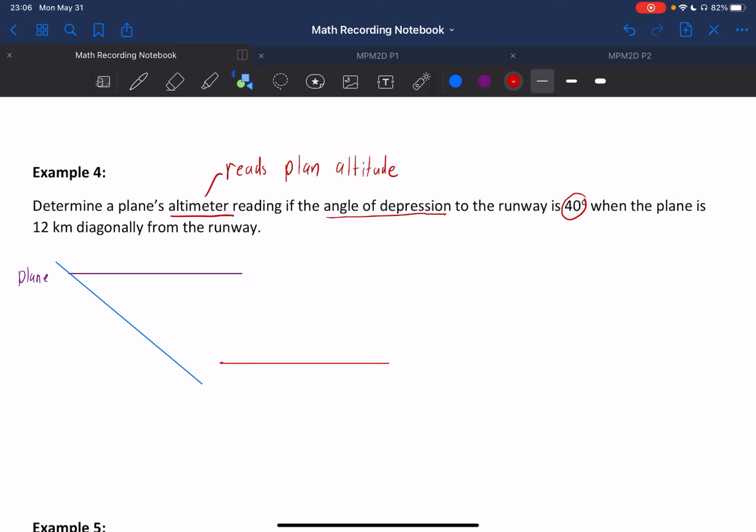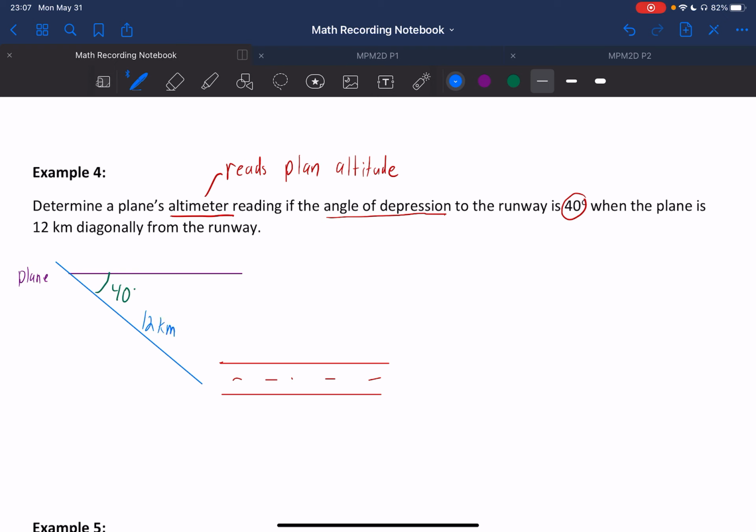And here's our lovely little runway. The terrible lines. Hopefully that's a better thing. The angle of depression comes from the horizon to this line here. So that is, let me switch colors again so we can see this a bit better. Right here. And that is 40 degrees. The diagonal reading that they're talking about, that diagonal length, is this part right here, from where the plane is to the runway. That diagonal is 12 kilometers.